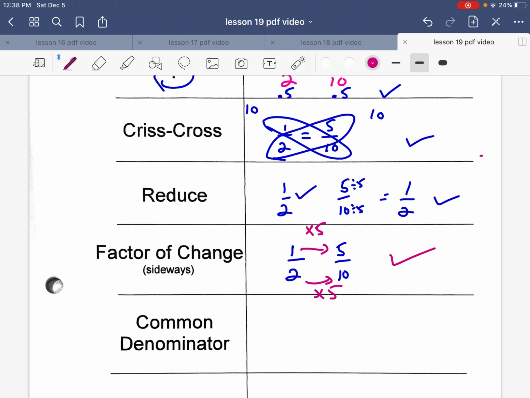They're equivalent. Common denominator, because I know how much you guys love that one. Change them both to a 10. 5 doesn't change, but this would be times 5 and times 5 for the half, the 1/2 fraction. So therefore, they're equal to each other.